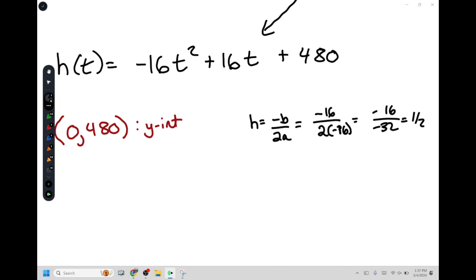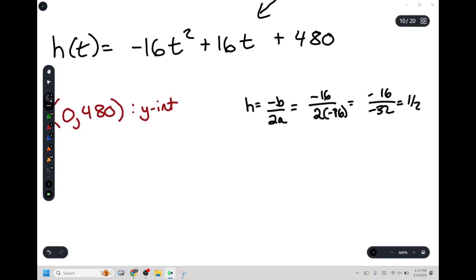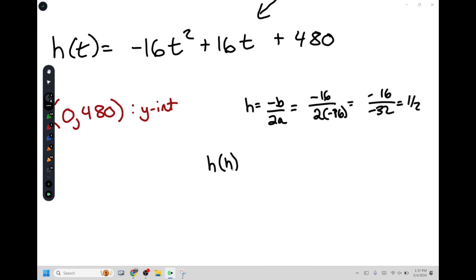Oh no, we have to plug in 1/2. Let's see, H of h. That's ugly, but see how it's H of t, and we used h for the vertex. Sorry about that. Let's do capital H for the height, lowercase h for the vertex. Look at that. We fixed the problem.